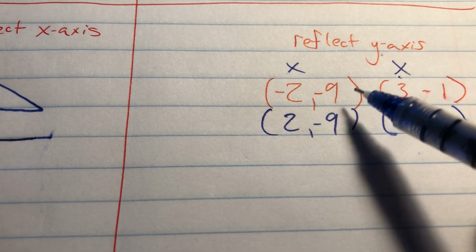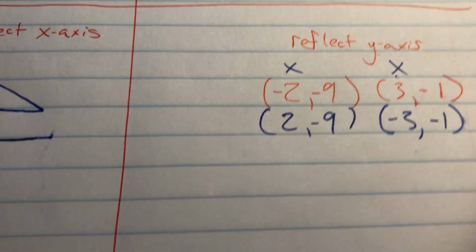If I would have reflected off of the x-axis, the y would have changed. And that's it. That's all you need to know.